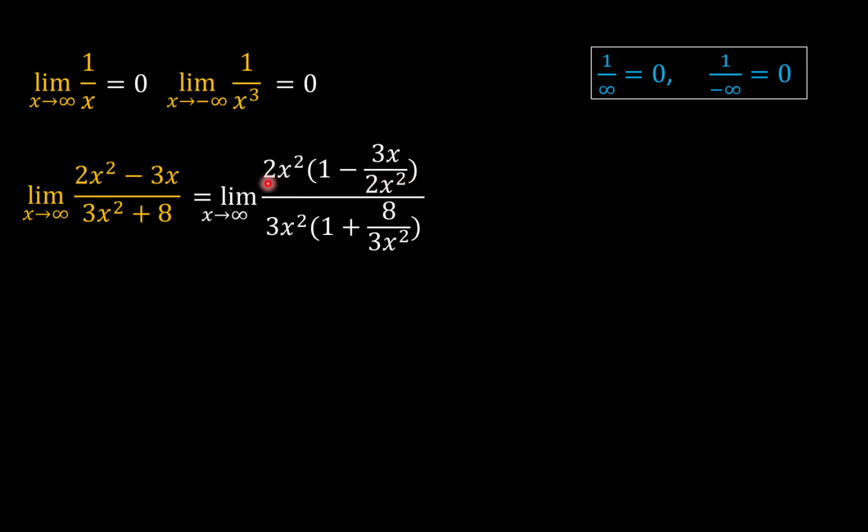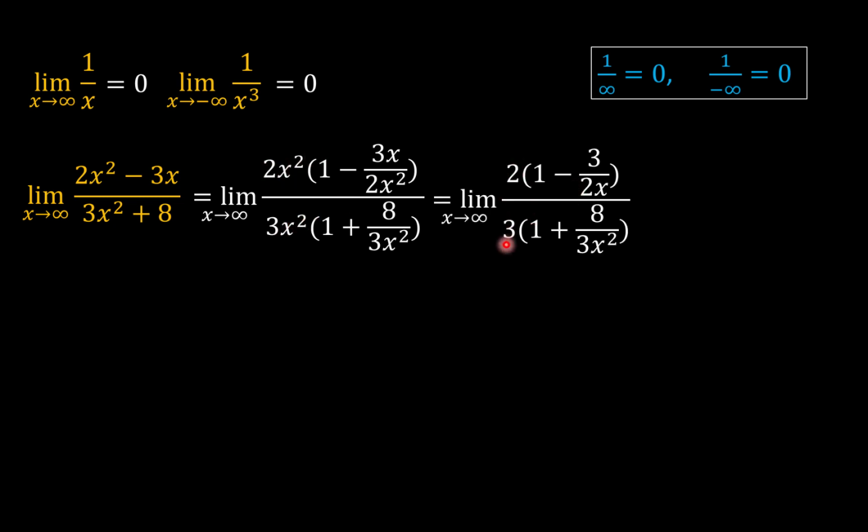So notice that if you take out 2x squared, then you have 1 left here, and then you have a 3x over 2x squared here. And then on the bottom, you take out a 3x squared, and then you have 1 plus 8 divided by 3x squared. And then you do some simple cancellation. x squared cancels with x squared, so you have 2 and 3 here, and then x cancels with x squared, so you have 2x on the bottom, and then here it remains to be 3x squared.